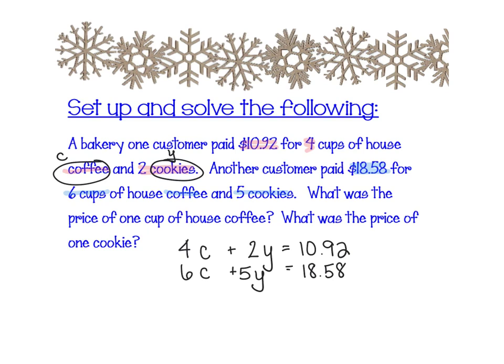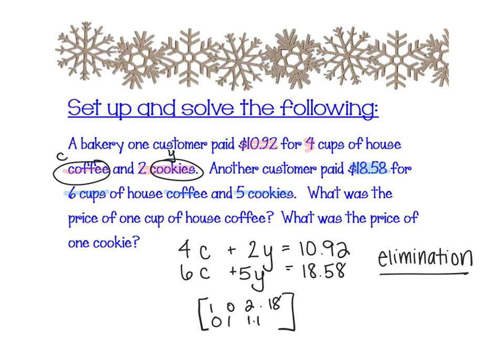Then hopefully you realized that since neither of them is solved for y, we don't have a variable isolated, so we're going to use elimination, and we just use our calculator for that. When I solve the matrix using my calculator, I get an answer that looks like this. And so what this means is that coffee was $2.18 and cookies were $1.10.